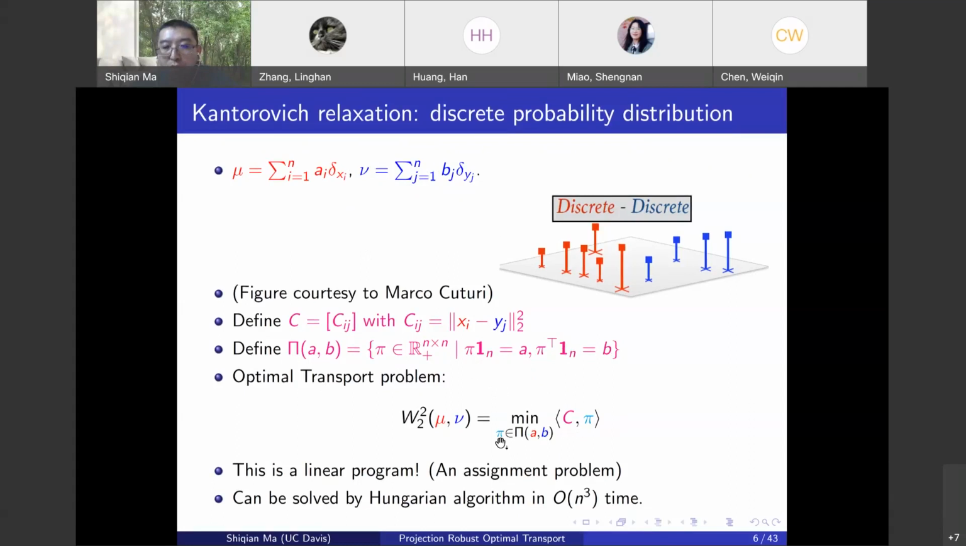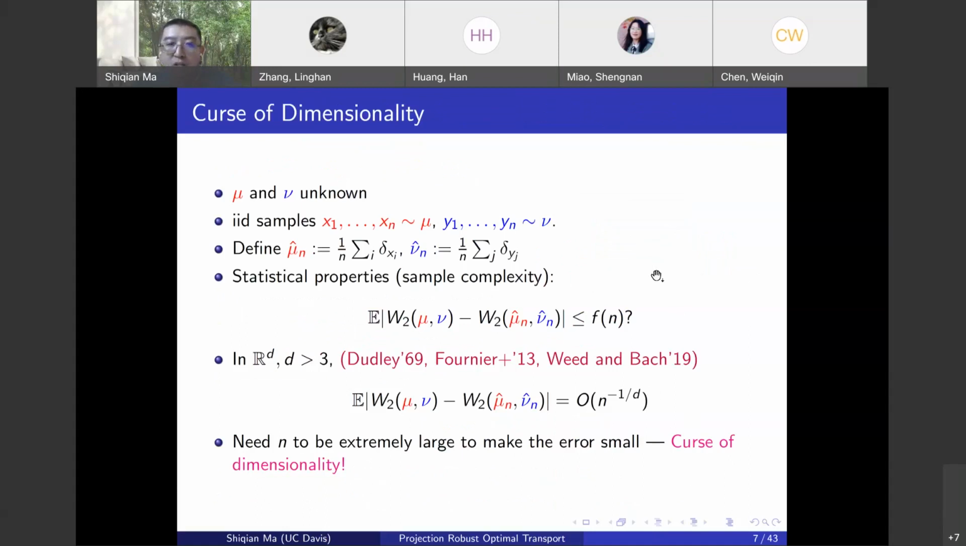So here we're looking for this optimal transportation plan pi, and again, pi is an n by n non-negative matrix. It satisfies the two equality constraints. The objective function, we want to minimize the total distance or the total cost. So this is actually a very special linear programming problem. It is actually an assignment problem, and therefore it can be solved by the so-called Hungarian algorithm in this many time.